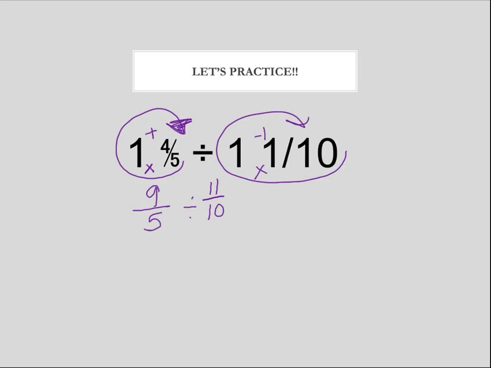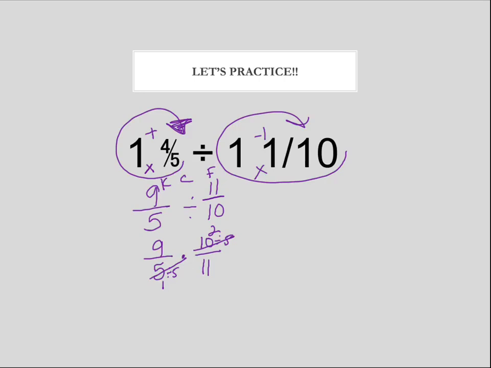Now I can use the method that we talked about yesterday with keep, change, flip. I'm going to keep the first fraction the same and make that 9/5. I'm then going to change division into multiplication, and then I'm going to flip 11/10 to 10 over 11. Now I'm going to look at this and ask myself, can I cross cancel anything? Well, yes, I can cross cancel 10 and 5. Both 10 and 5 can be divided by 5. 10 divided by 5 gives me 2. 5 divided by 5 gives me 1.